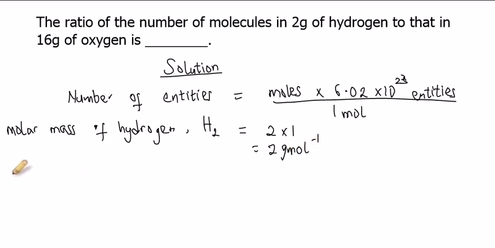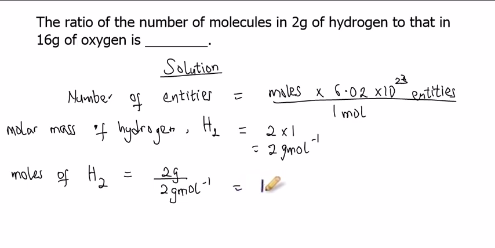Then the number of moles of hydrogen. Number of moles is given as mass over molar mass. So we have 2 grams divided by 2 grams per mole, the molar mass we calculated, which is equal to 1.0 moles. Okay, so with this, let's continue to determine the number of entities as well. Then we know we are done with hydrogen, while we'll be left with oxygen.